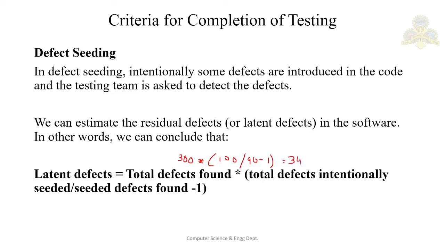Using this criteria, we can say that still 34 defects might be present in the software which are undiscovered by the testing team. So defect seeding is another criteria to check whether the testing is complete or not.